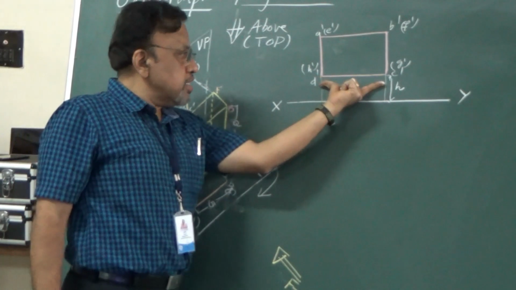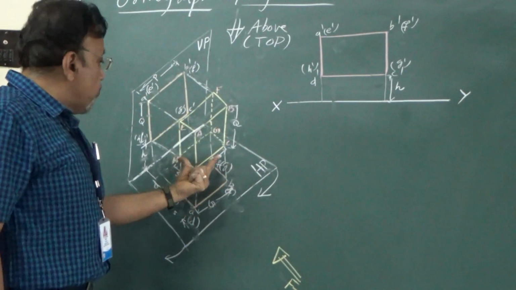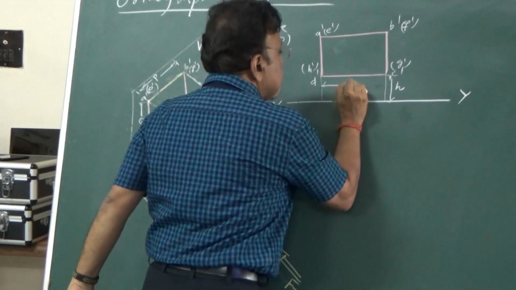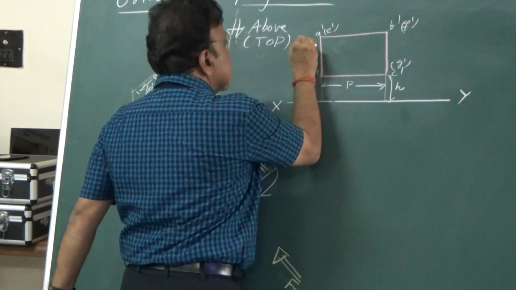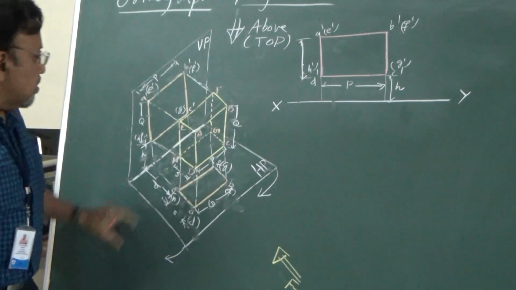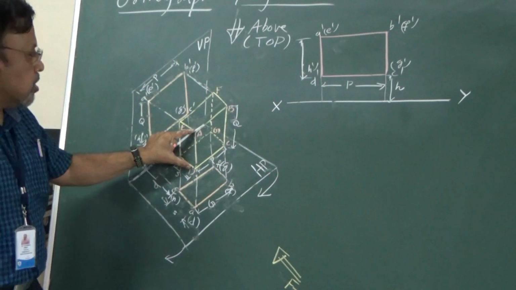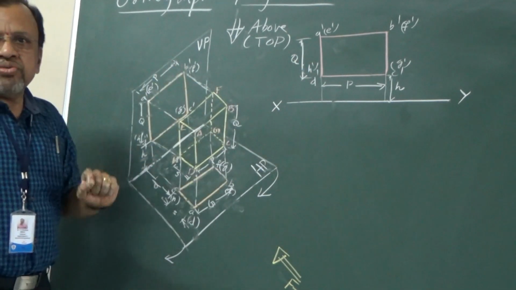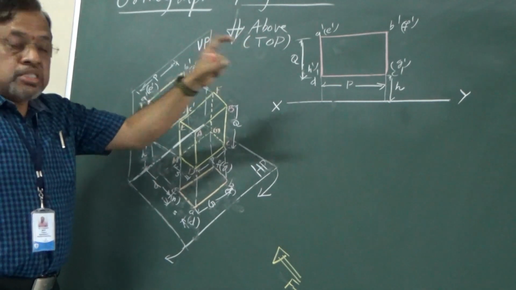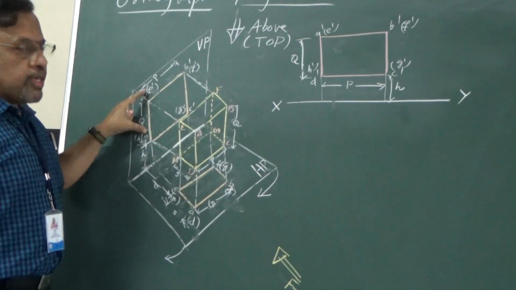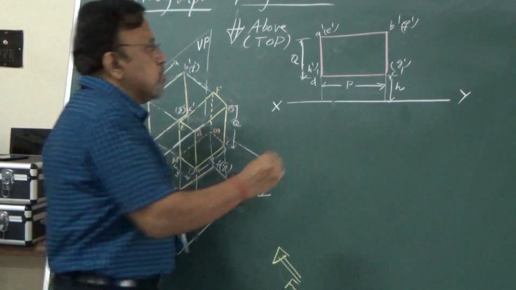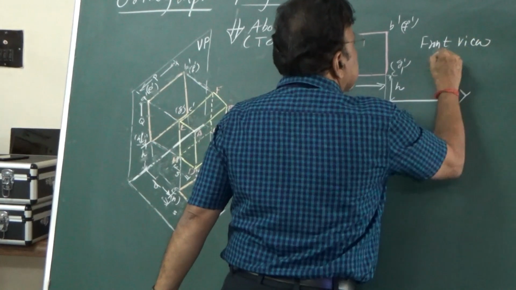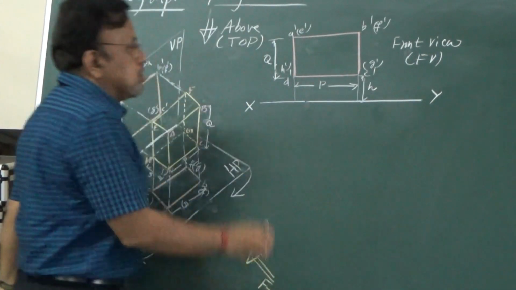Okay, and what is this distance? This distance is nothing but the width of the object. I have taken this as P, so I will show this as P then. And what is this distance? This is nothing but the height of the object. So the height of this rectangular block I have taken as Q. So this is my front view. Why is it the front view? Because whatever you project onto this vertical plane is known as front view. So I will simply call this the front view.